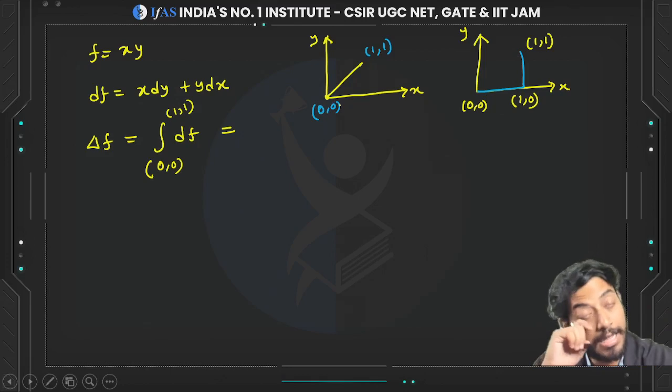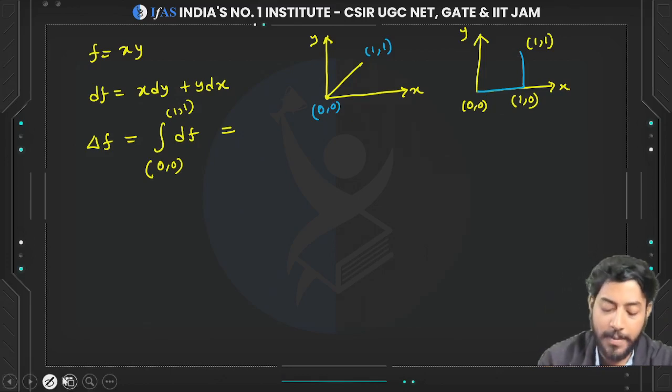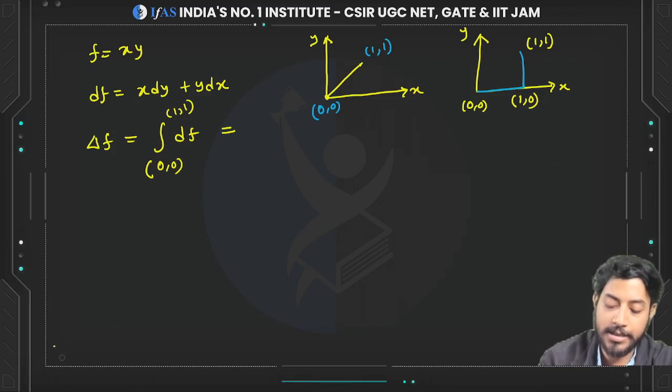Now let's find out the change in this function due to this path. Okay, so how to determine this? Now let me tell you this.